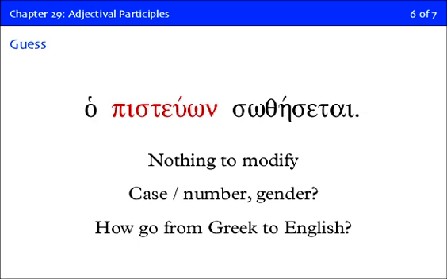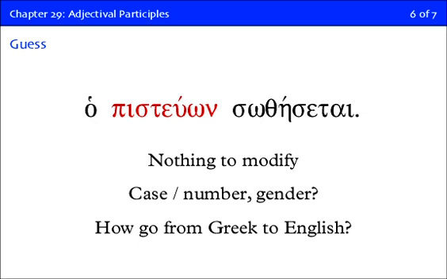Let's say pistos is an adjective that means faithful. Right, you would say the faithful one or the faithful person or something like that, right? Well, this is a participle. It's functioning as a substantival adjective, right? It's got the article. There's nothing for it to modify. And so you're going to have to do the same thing with participles that you have to do with adjectives when they're functioning substantively. You look and see what it means in Greek, and then you say, how do I say the same thing in English?